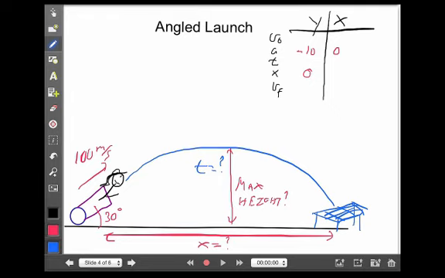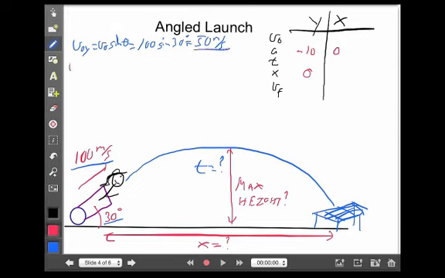Now, we have this 100 meters per second and 30 degrees. That is the entire initial velocity of the person we've launched. So let's break them up into their components. First of all, the y component would be the velocity times the sine of the angle. So 100 sine 30, which is 50 meters per second. Make sure your calculator is in degrees.